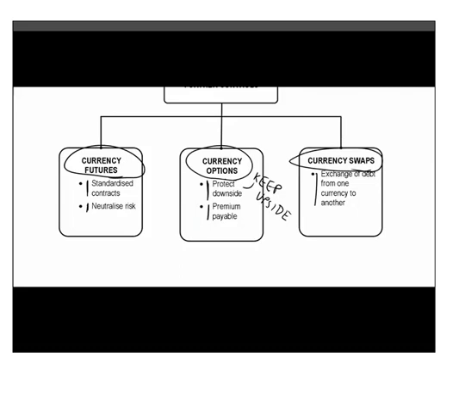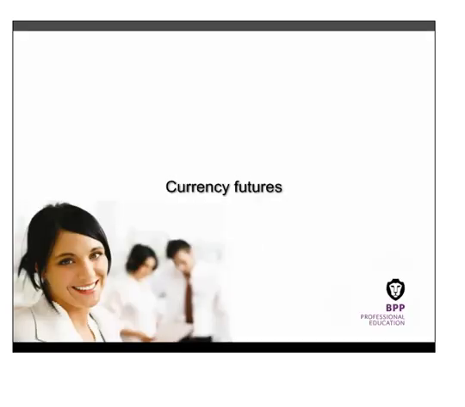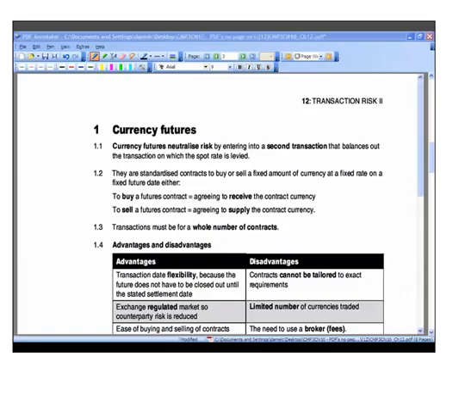So let's look first at currency futures. Now, as you'll recall, futures are an agreement to buy and sell something at a fixed price at a fixed date in the future. But the big difference between futures and forward contracts is that futures are tradable. And that means that the way you use them is that you will enter into a futures transaction on top of your underlying transaction, and that allows you to reduce the risk.